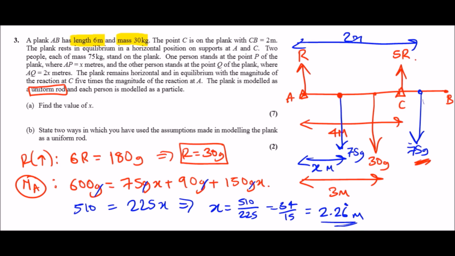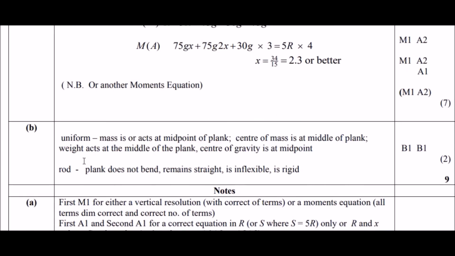Looking at the mark scheme, it states that uniform mass acts at the midpoint of the plank, or the center of mass is at the middle of the plank. So uniform means, in terms of rods, that the center of mass is bang in the center or midpoint. As for the rod, it just means that it does not bend and must be straight, because of course if it's bent, then the center of mass could be elsewhere. It is inflexible, rigid. I would use pretty much that the rod is straight and does not bend, probably rigid too.